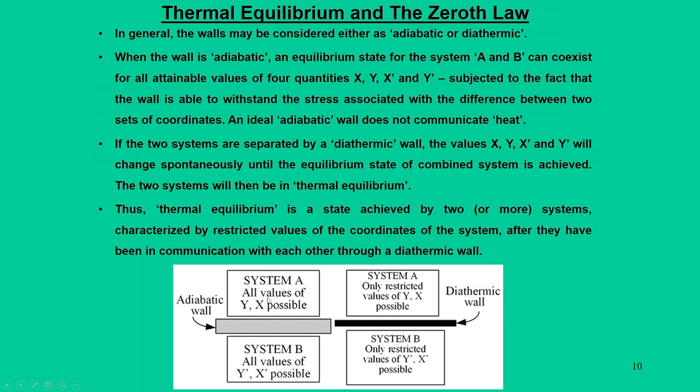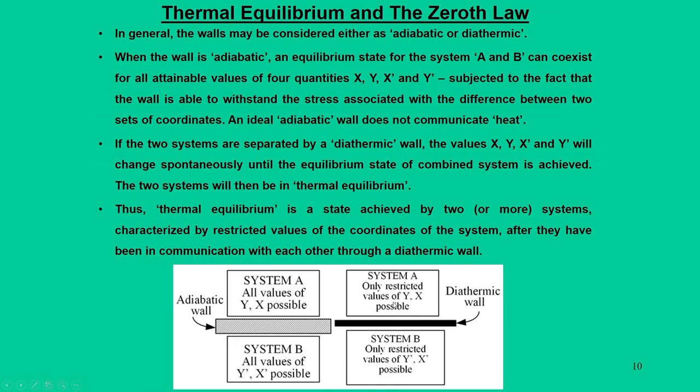So, it means that system A can retain all possible values of x and y, and system B can retain all possible values of y dash and x dash, as long as this adiabatic wall is there and it is sufficient to withstand the stress that is developed by systems A and B. And of course, at the same time there is no communication of heat between A and B. But looking at the other figure, where system A and system B are separated by a diathermic wall, we can say that only restricted values of x and y are possible for system A, and only restricted values of y dash and x dash are possible for system B, because there is always a communication between system A and B through heat transfer.